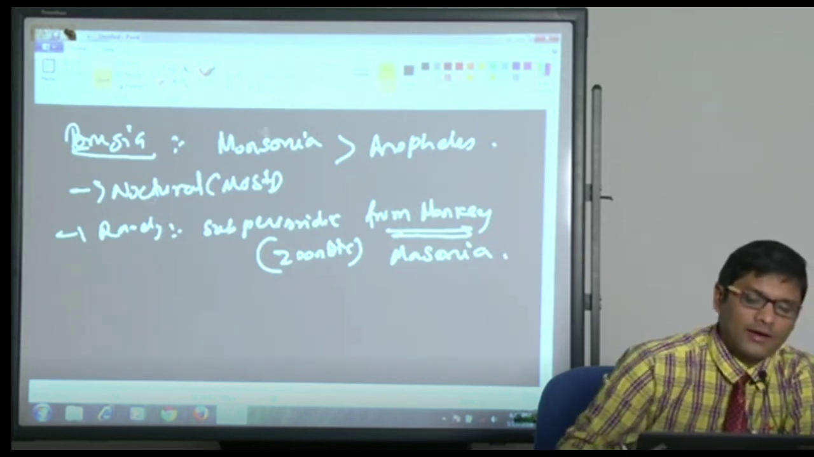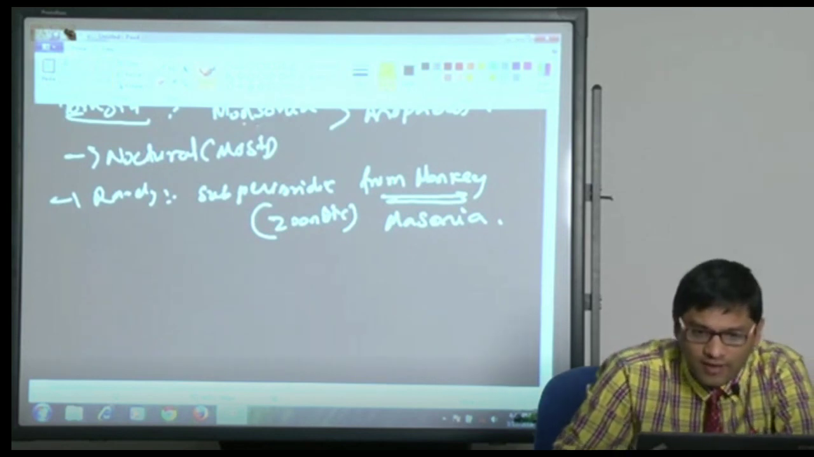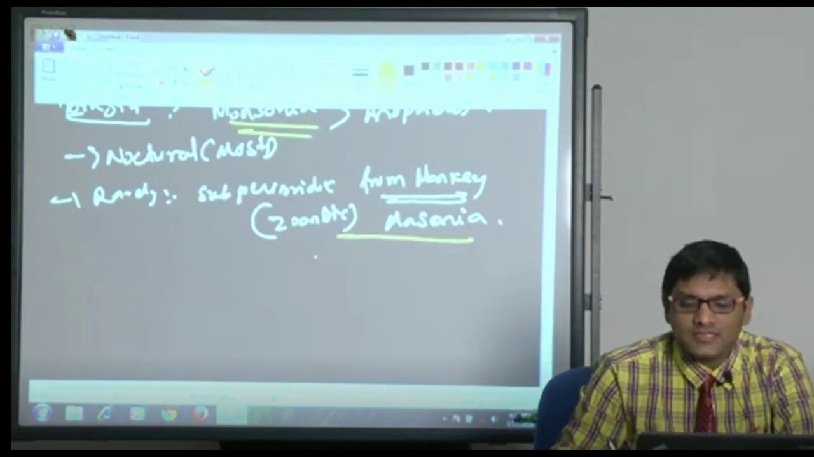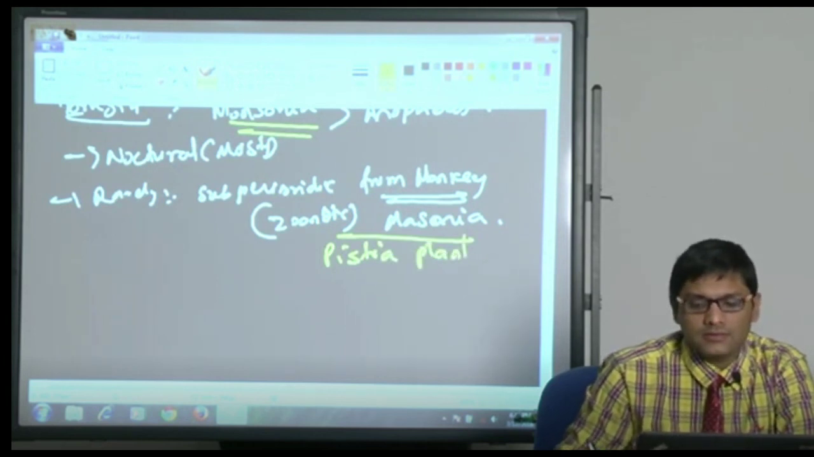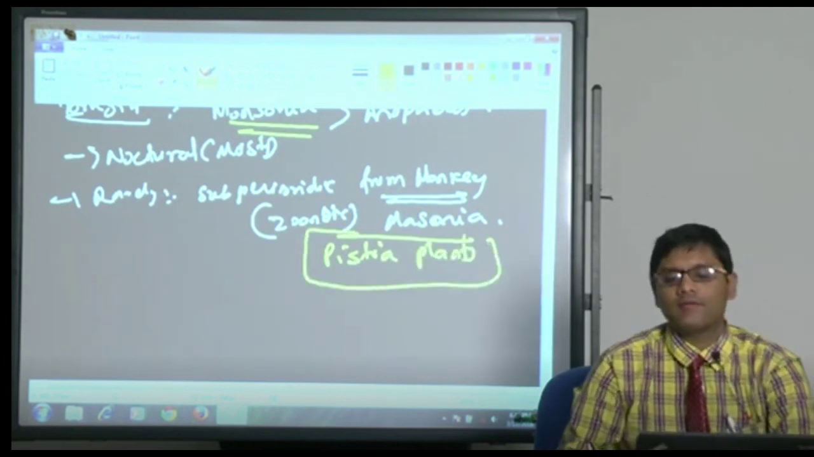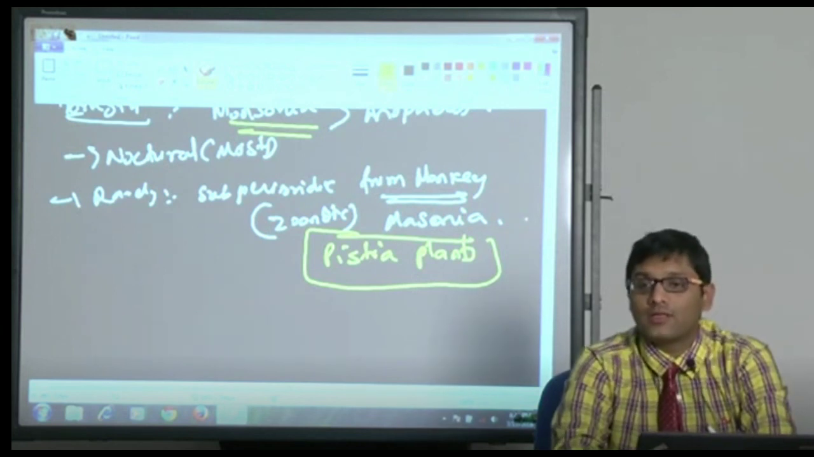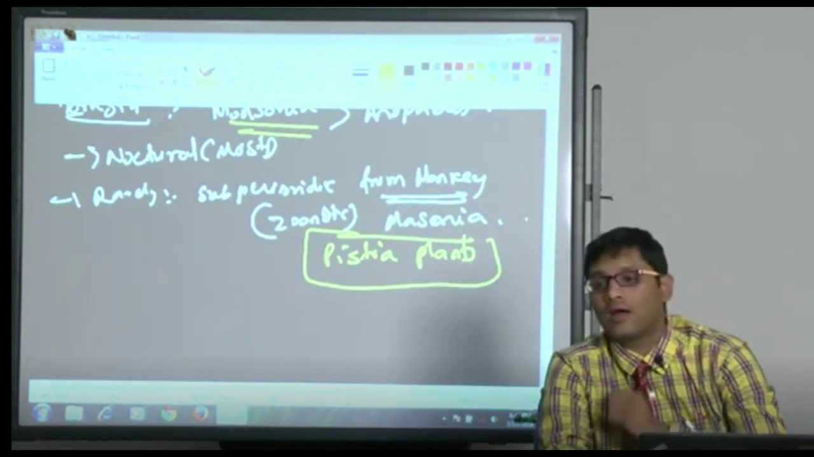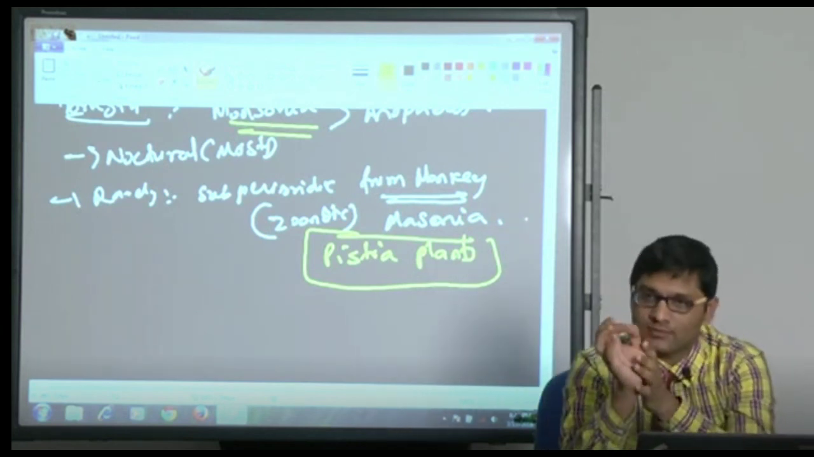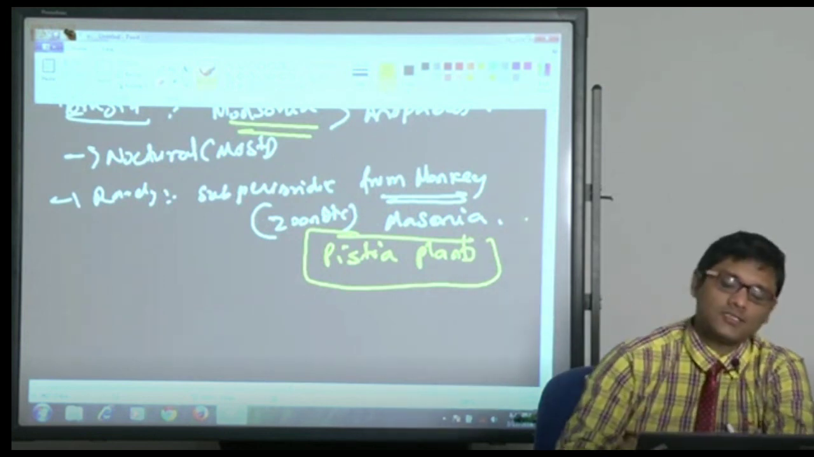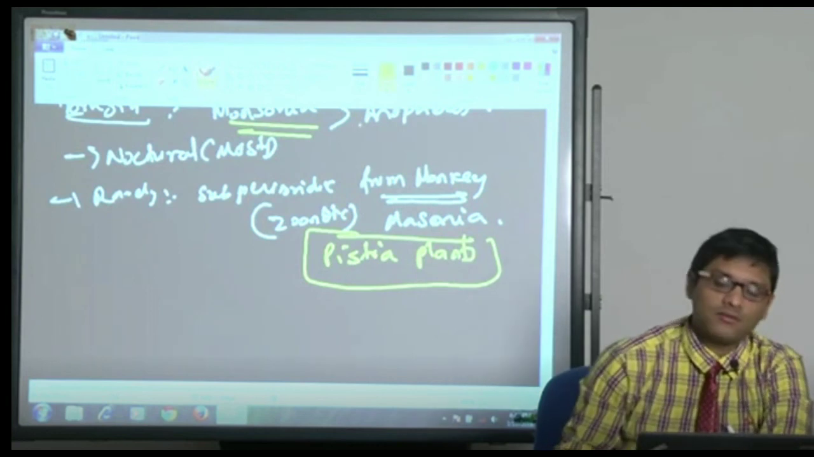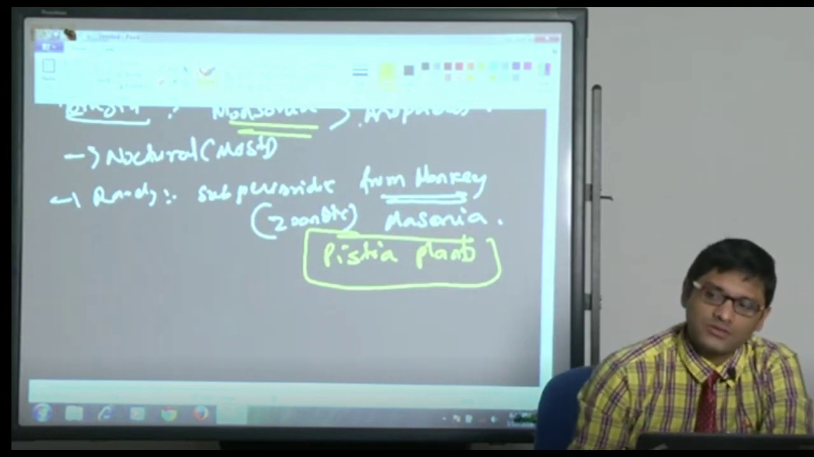And don't forget that for the survival of the Mansonia, Pistia plants are important. Pistia plants are important for the survival of Mansonia vector. So in the filariasis eradication program, removal of Pistia plant is one of the strategies, because they are important for the survival of Mansonia vector.